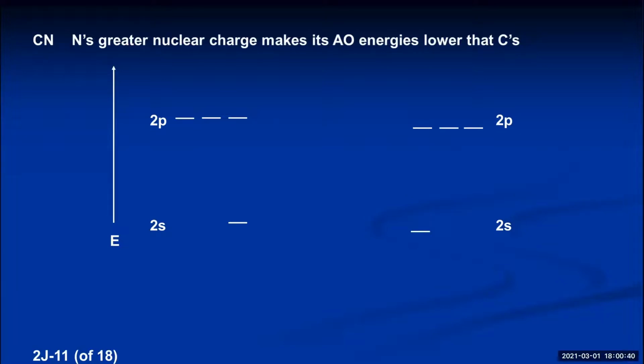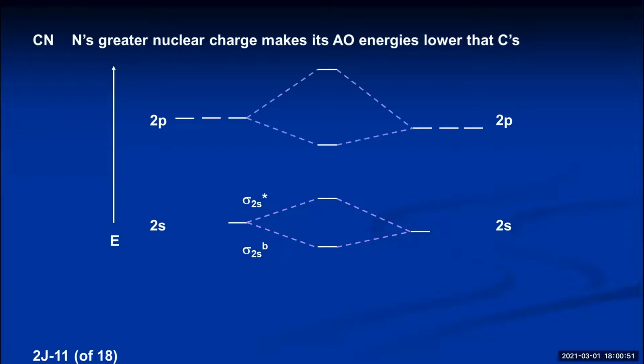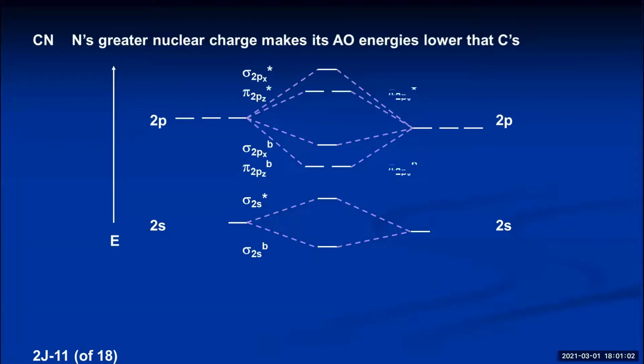Now, besides that, there's no difference. You're still going to create the exact same molecular orbitals we talked about before. The two s's will combine to form a sigma 2s bonding and a sigma 2s antibonding. The 2px's will combine to form a sigma 2px bonding and a sigma 2px antibonding. And the py's and the pz's will form the pi bonding and the pi antibonding just like before. So the molecular orbitals look the same, but they are based upon slightly different energies of the atomic orbitals on the left and the right.